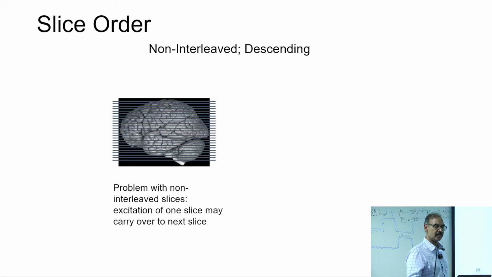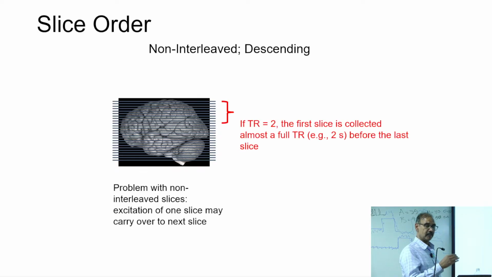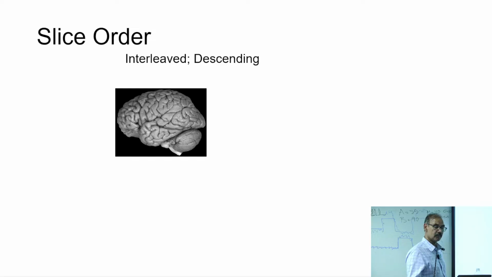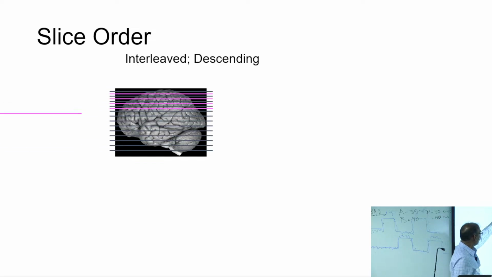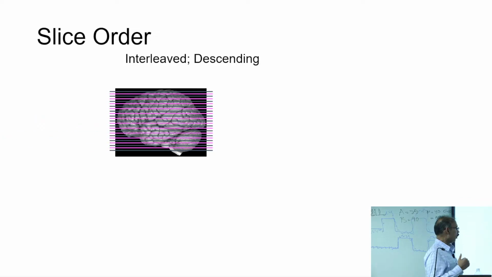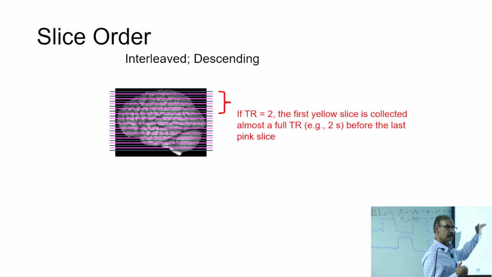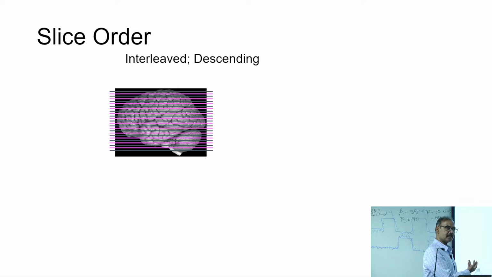The other one is interleaved descending, right? As I was saying, it would be like 1, 3, 5, 7, 9 all the way till n, and then again 2, 4, 6, right? The trouble here is that between slice 1 and slice 2, how much will the difference be?